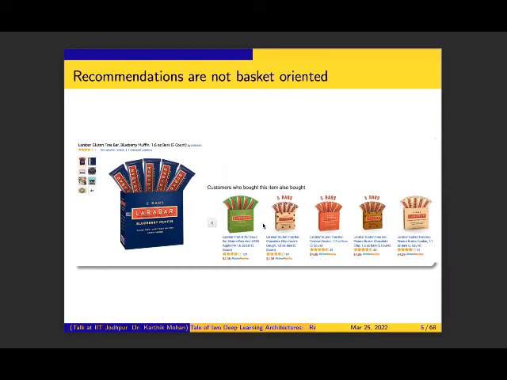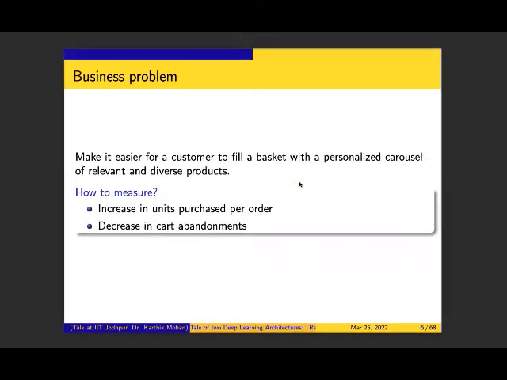But we want a diverse set of recommendations if you want to buy for a month or for a week or 2 weeks. So recommendations as shown on Amazon or Flipkart are not basket oriented, which means you don't get diversity. You get a lot of similar things in the recommendations. So it's not easy to add diverse things to your cart. That is the context here. When I worked on this, the business problem was to make it easier for a customer to fill the basket with a personalized set of carousels or products that are relevant and diverse.